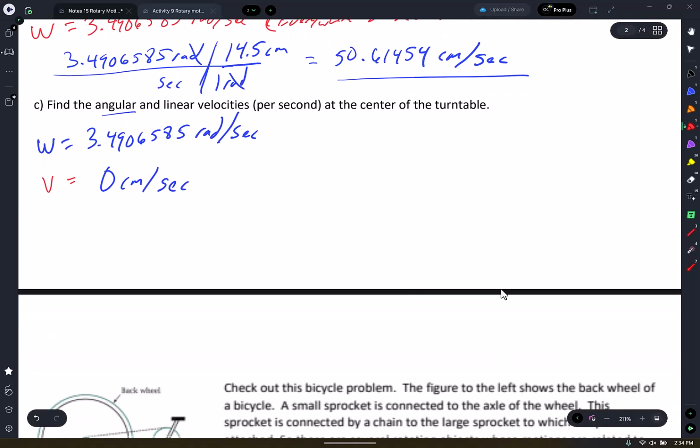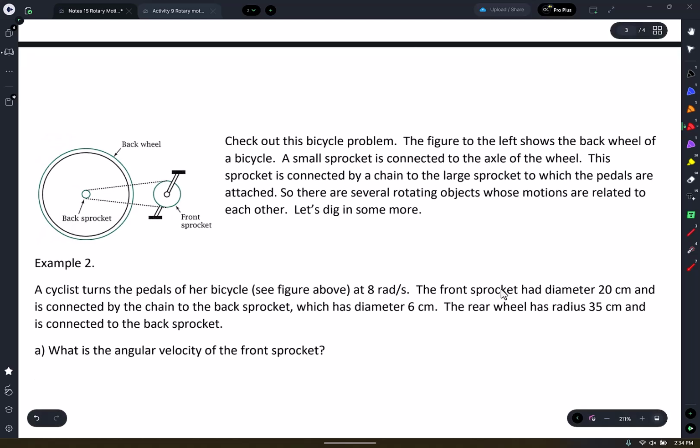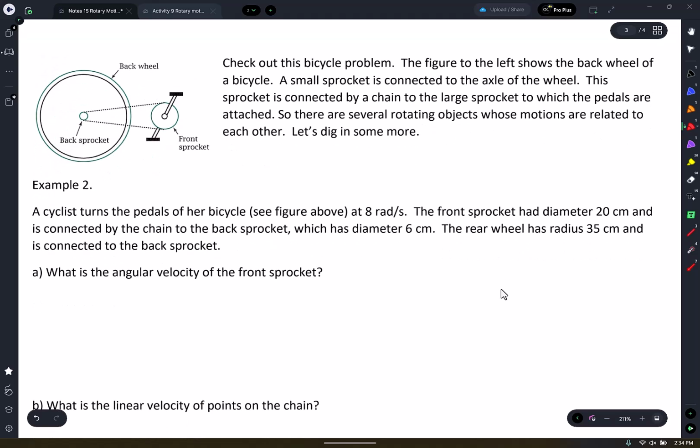All right, look. Has everyone ridden a bike before? Do you guys know what a bike is? Okay. I'm going to go slow. And I know it's late, guys, but let's see. Hang in there. All right, check out this bicycle problem.